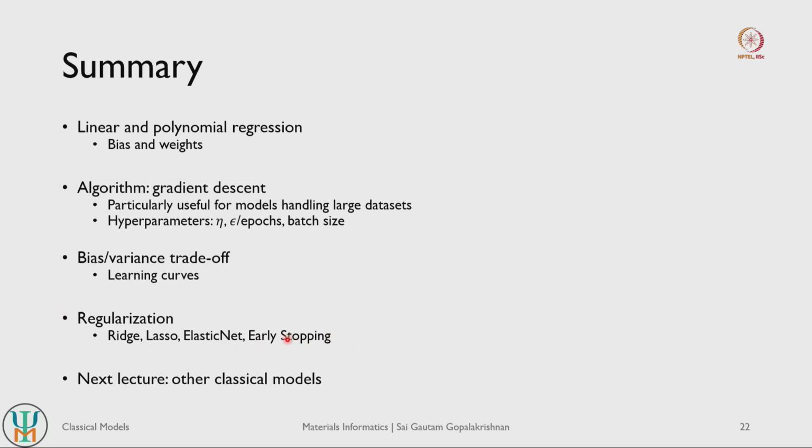We are not done yet with our classical models, so in our next lecture we will look at other classical models, starting from logistic regression, then we will do softmax regression, k nearest neighbors, and then support vector machines.